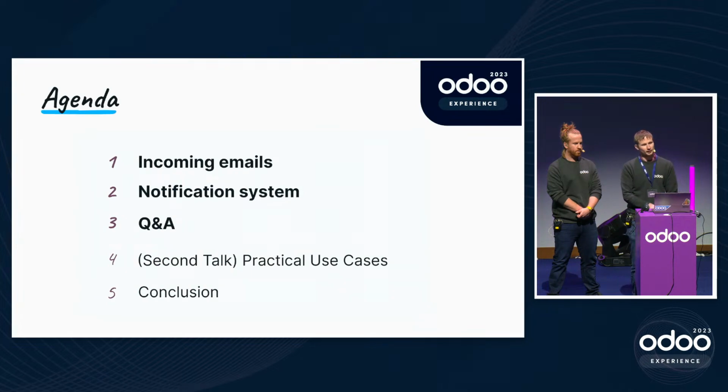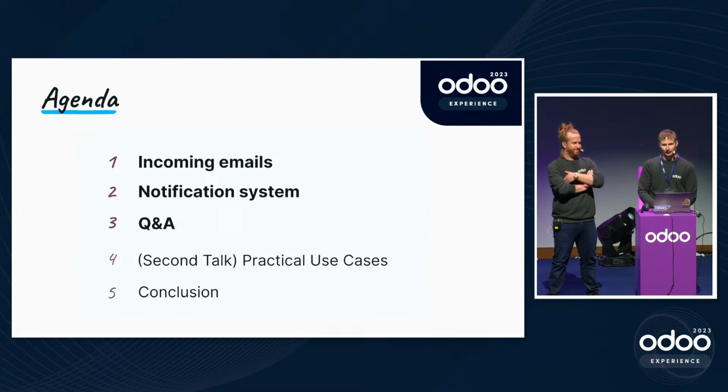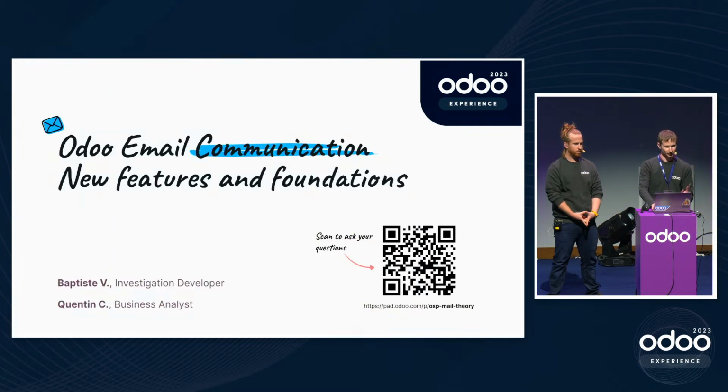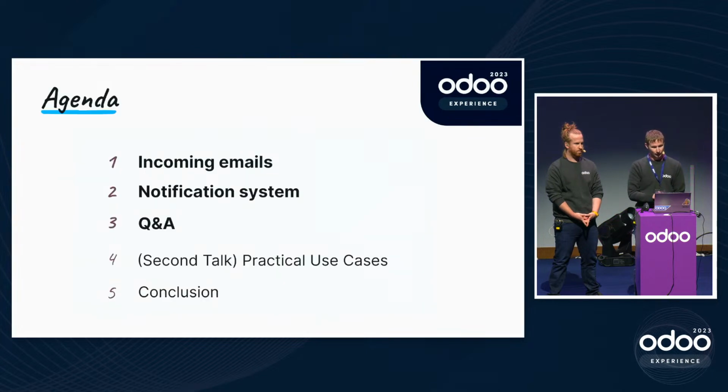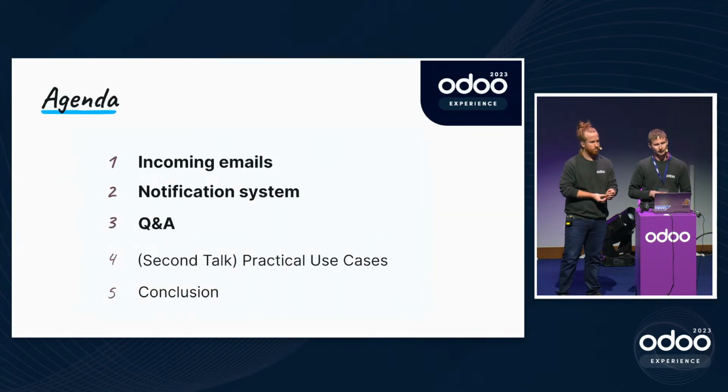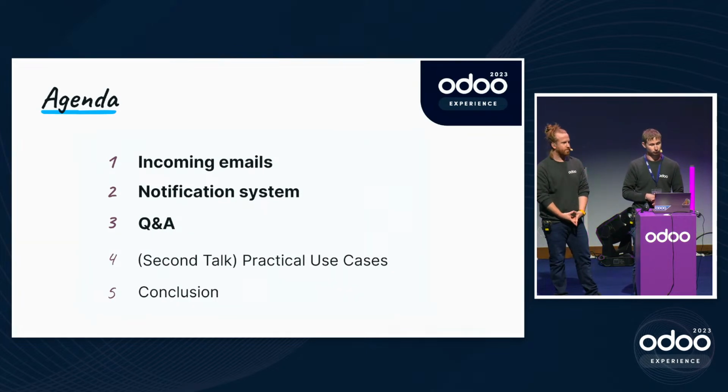So maybe you already had the chance to follow the talk of our colleague Emma yesterday, which was about email deliverability and outgoing emails. So this is, let's say, the next episode. We'll talk about incoming emails, then we will have a look at the notification system. Right after that, we'll have a Q&A session. By the way, you can just scan the QR code here if you didn't have time to do it. Then we have a short break, and right after that, we'll have a second talk where we'll do a practical use case applying everything that we learned here together.